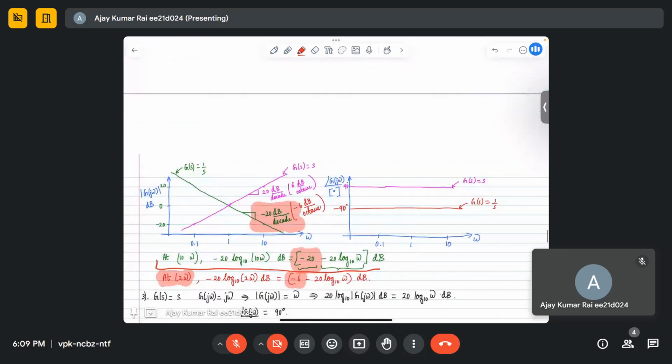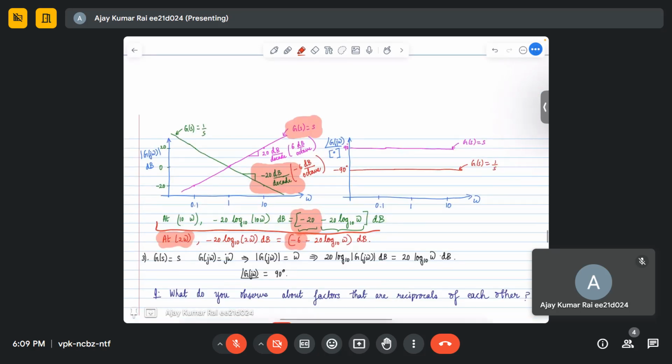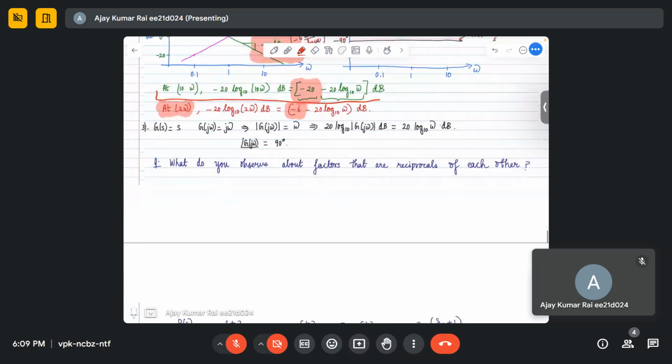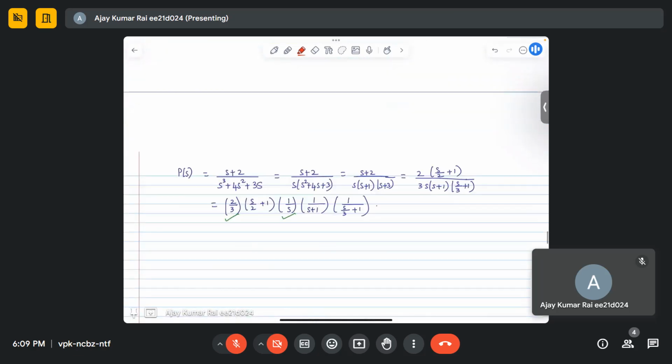Similarly, in this plot we have also plotted G of s equal to s. In this case the slope will be increasing by plus 20 dB per decade. And what is the angle? The angle is plus 90 degrees because it's a numerator. So that is what we have seen.